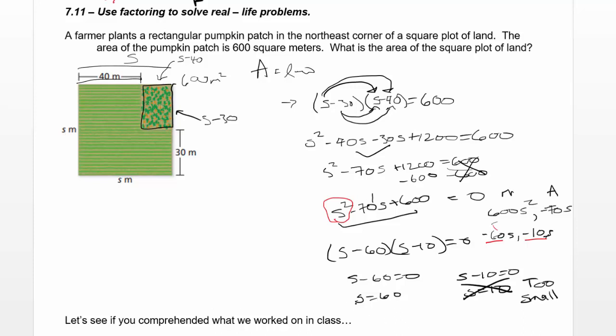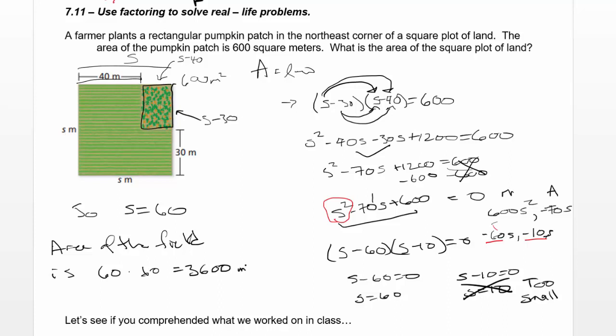S equals 10 is not valid, it's too small for this problem. 60, however, does work. 60 minus 40 is perfectly fine. That would make this length 20. 60 minus 30 would make this length 30. And that's perfectly fine for this pumpkin patch. So the value of S that solves this is 60, which means that the area of the field is 60 times 60, which is 3,600 square meters.